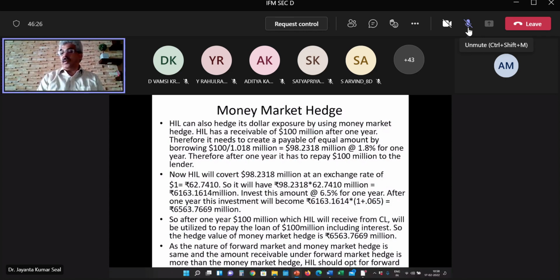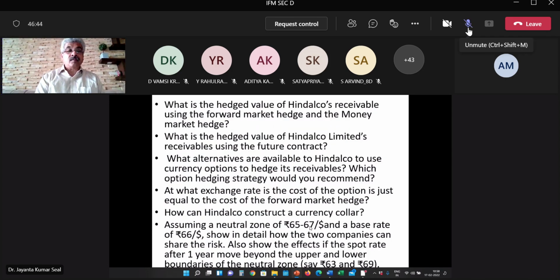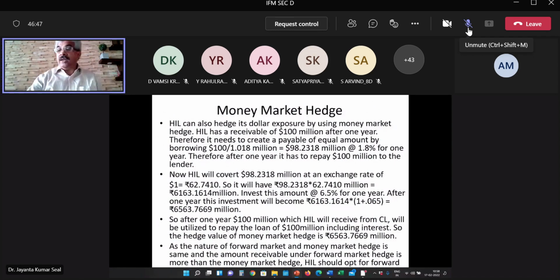Now you are getting this money today, so invest this money in the Indian market. What is the rate of interest? 6.5% if you deposit Indian rupees. So invest this 6163.1614 million at the rate of 6.5%, and it will become 6563.7669 million. Is that clear? Does it make sense?